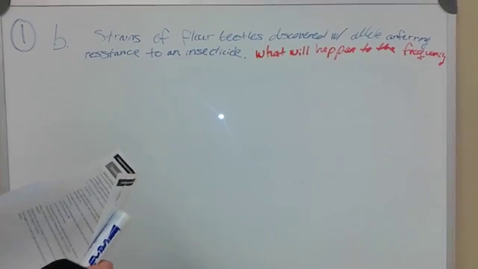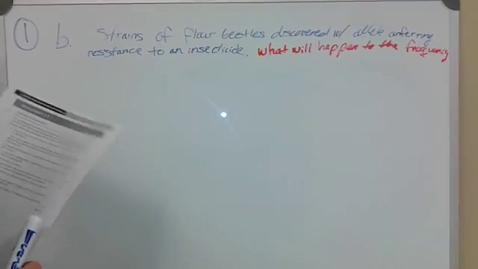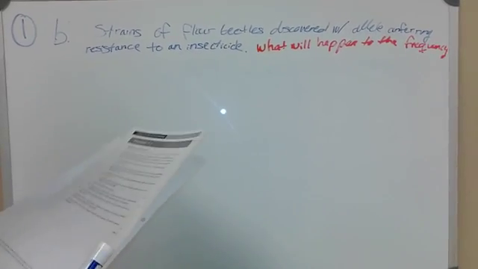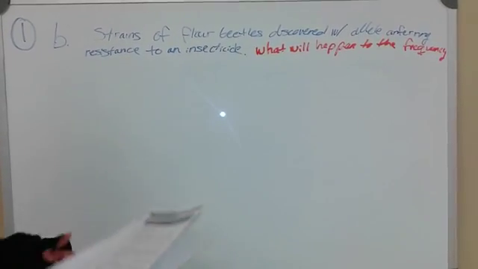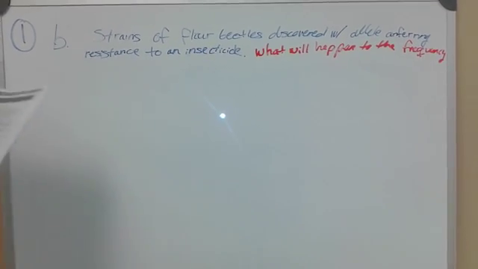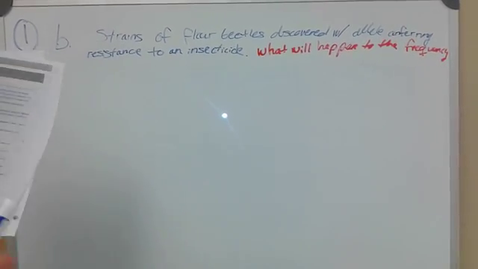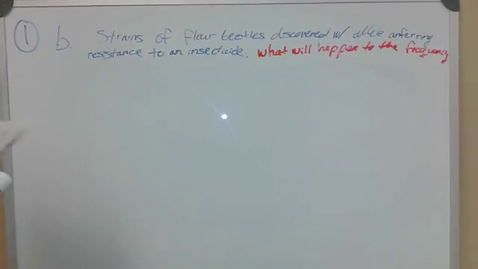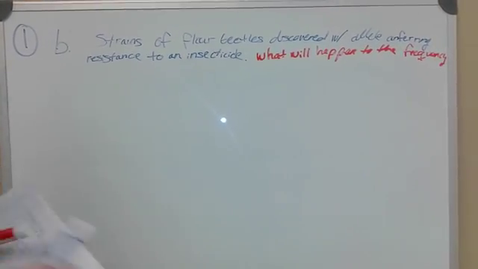Question B of homework 17.1. In question B, strains of flower beetles were discovered with the allele conferring resistance to an insecticide. So the question is asking to explain what will happen to the frequency of the allele that's conferring resistance to the insecticide. So what will happen is the frequency of the allele will increase.